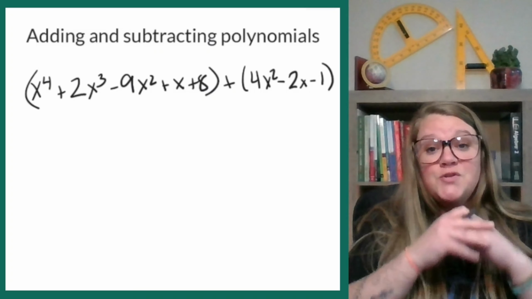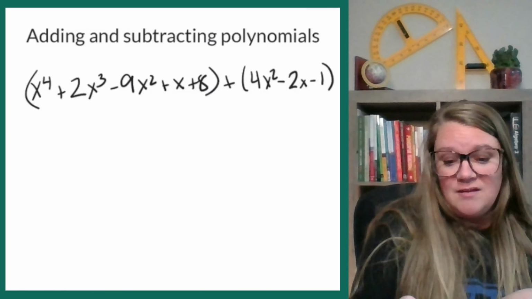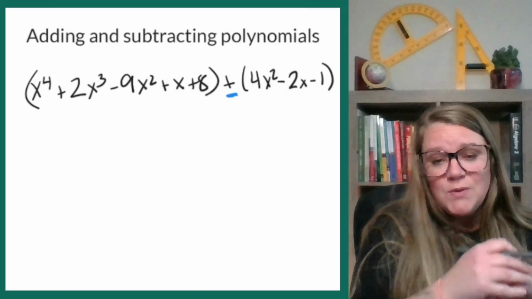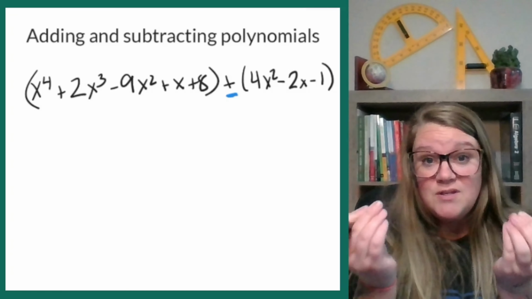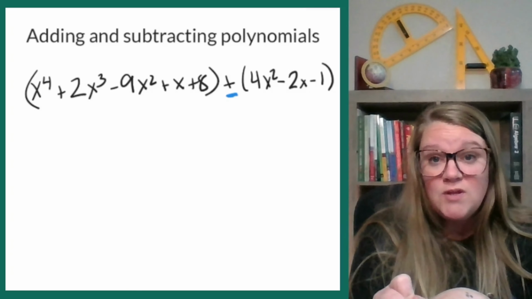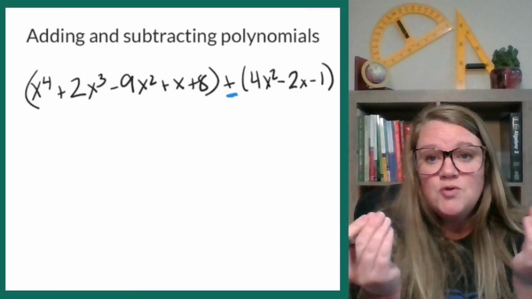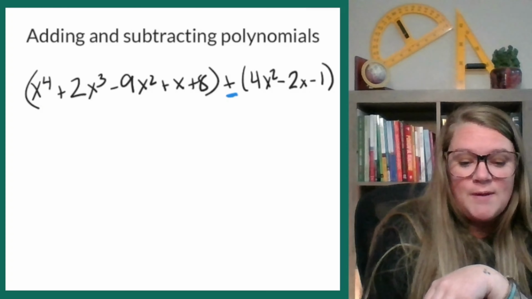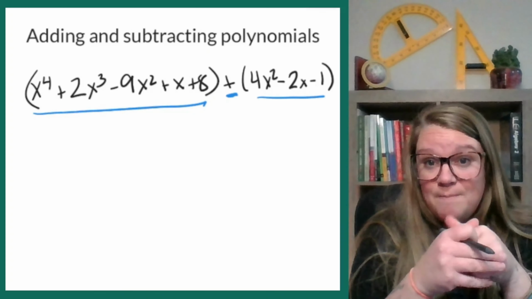Okay, so what we have up here is we are adding. There's a plus sign in between, and that's really important because a lot of people will confuse multiplying and adding with these ones. So make sure you look at what's between the two parentheses. There's a plus sign. So we are trying to add these two polynomials together. We have a big polynomial here and a smaller polynomial here. We're trying to add them, okay?